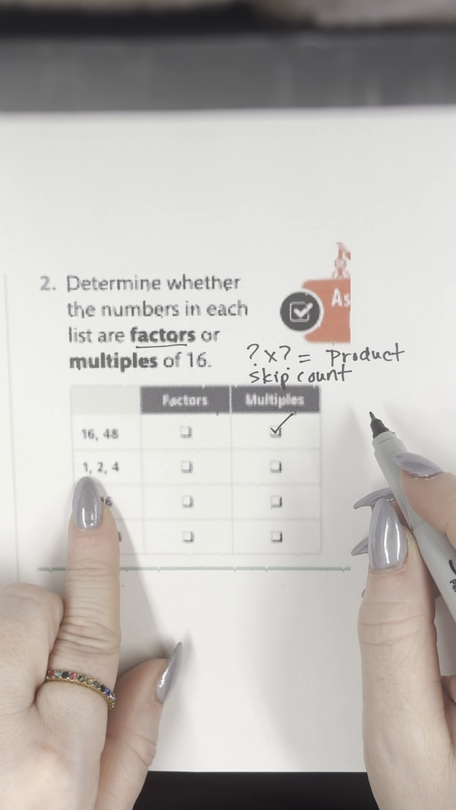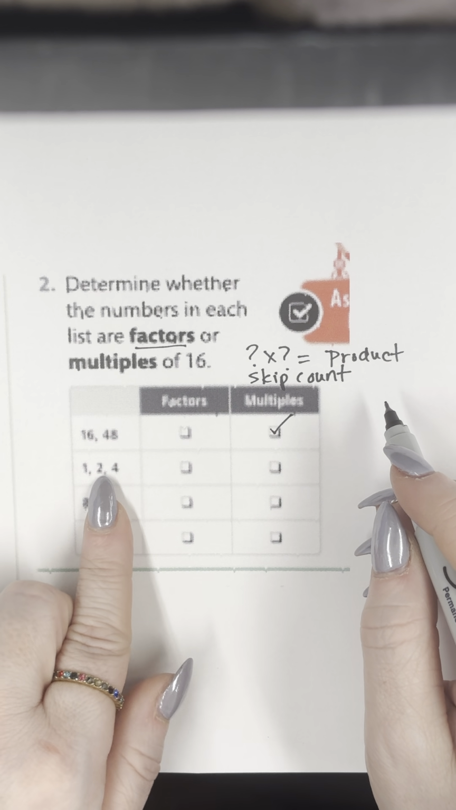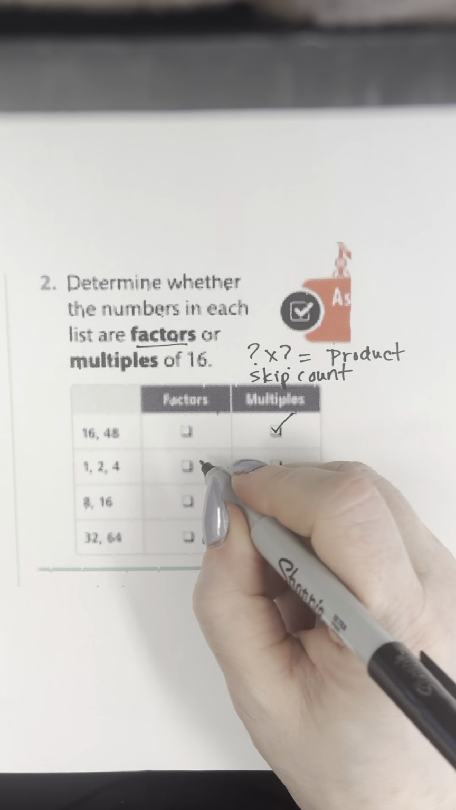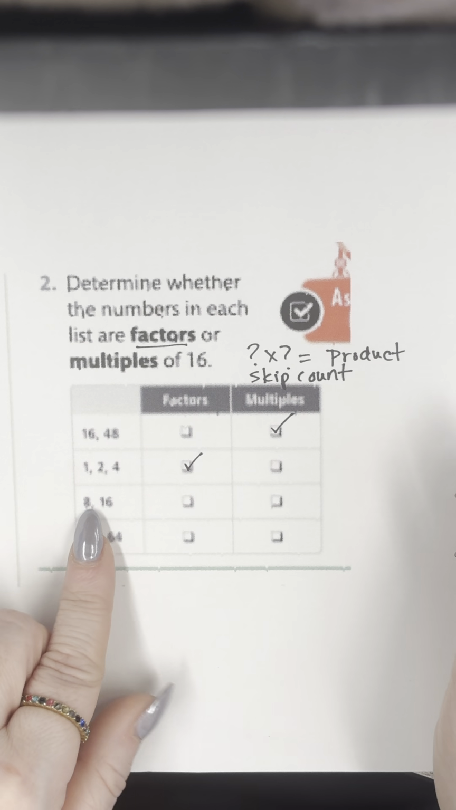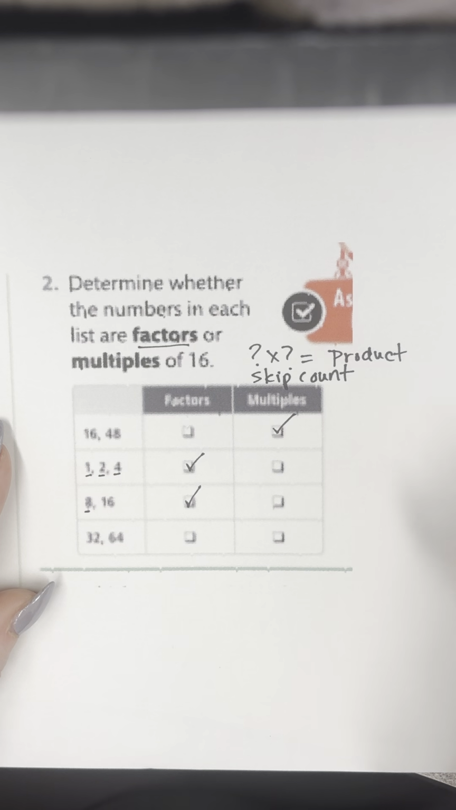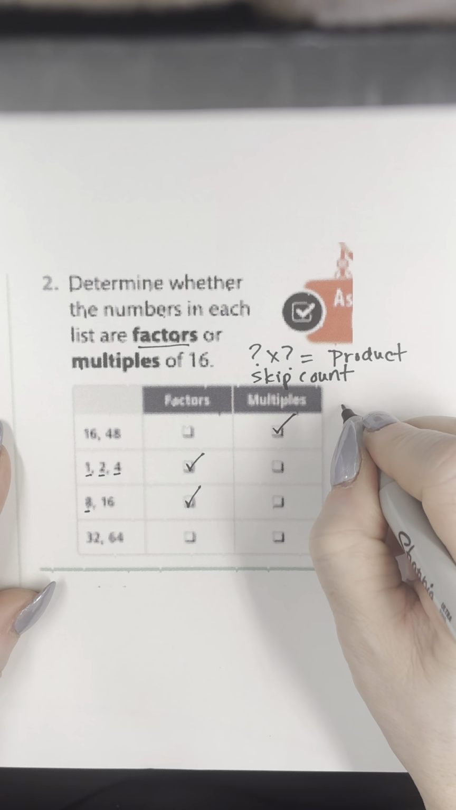1, 2, 4. Okay, well, 1 times 16 is 16. 2 times 8 is 16. And 4 times 4. So that's factors. Okay? What times 8 can be 16? 2. And 1 times 16 is 16. So that's also factors. Plus, these numbers are too small to be multiples of 16 because you have to skip count by 16. Now I'm looking at 32.